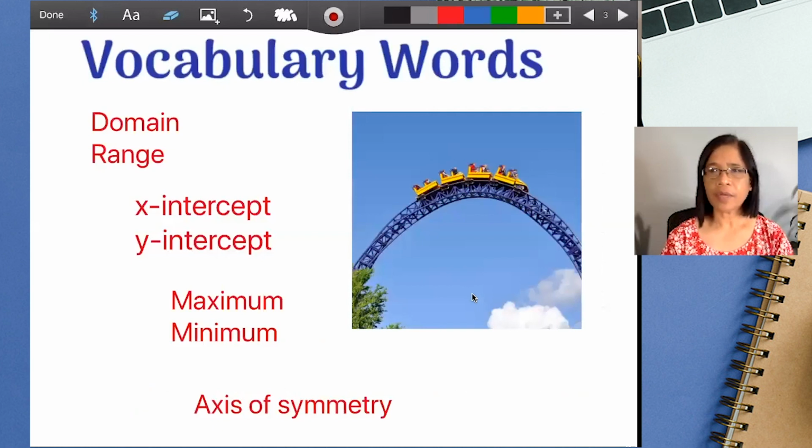Let's start with the vocabulary words. These words are the key features of functions. I want you to write this in your notebook and choose 3 words. Then describe in your own words or give your own definition. You can draw a picture or any representation that you can associate with the word.